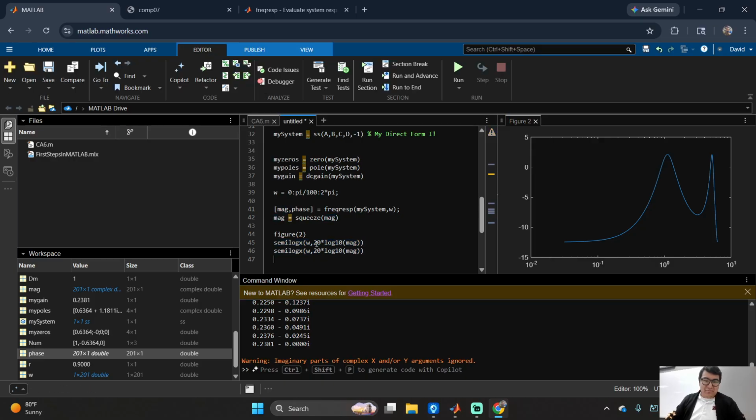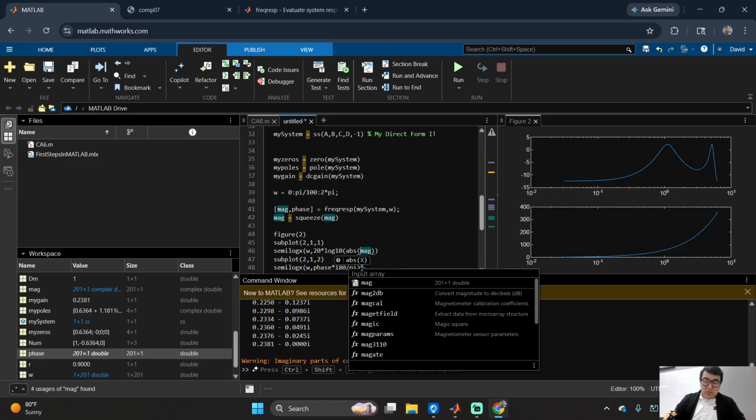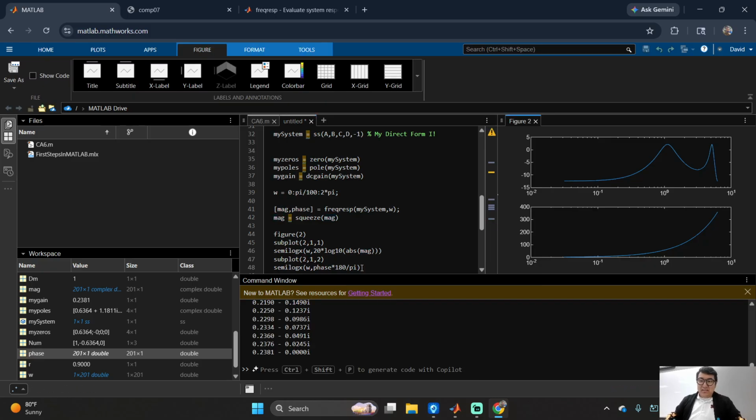And then what am I going to do here? Subplot 2 by 1, position 1. And this right here is going to be subplot 2 by 1, position 2. Correct? So we can get our phase. Phase times 180 divided by pi. Is that correct? That's my degrees, and you guys will figure that out. Absolute value of mag.